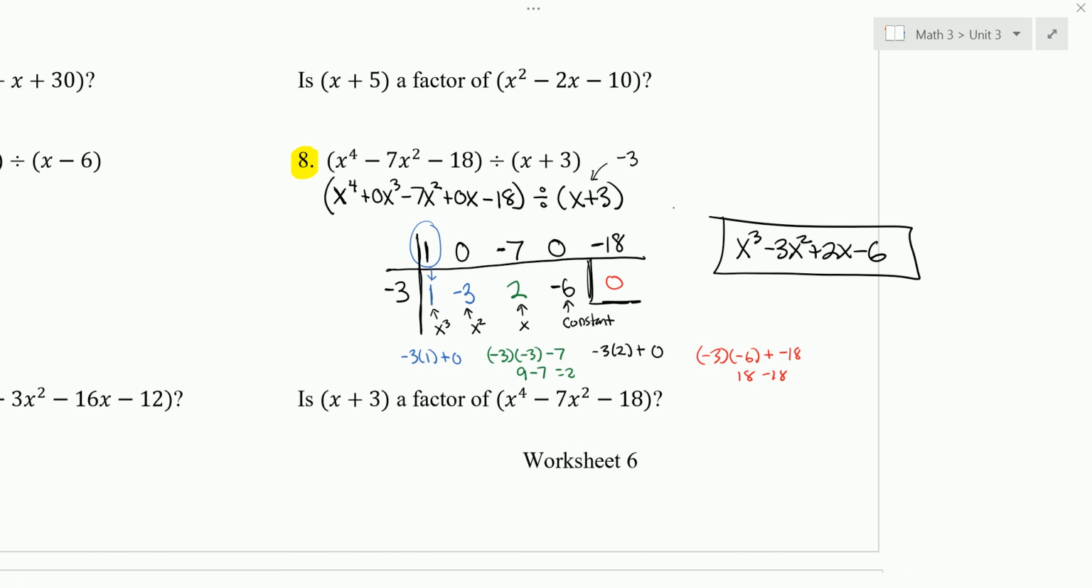So is it a factor? Again, we have a remainder of 0, so we say yes. If the remainder was not 0, we'd say no.